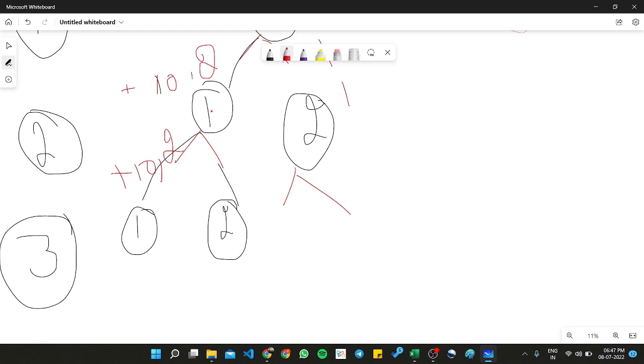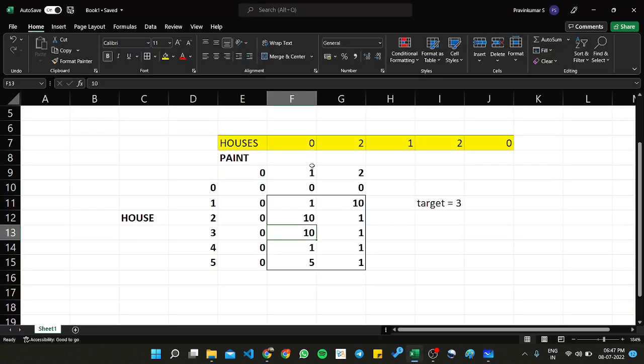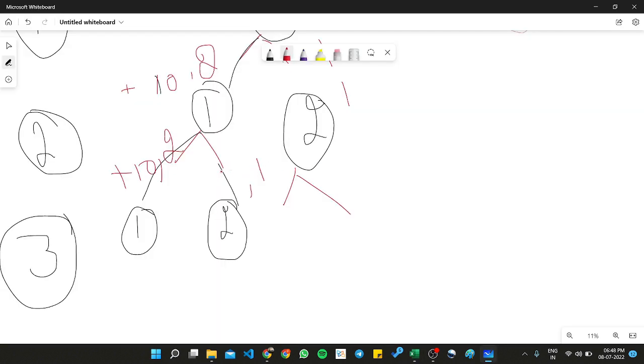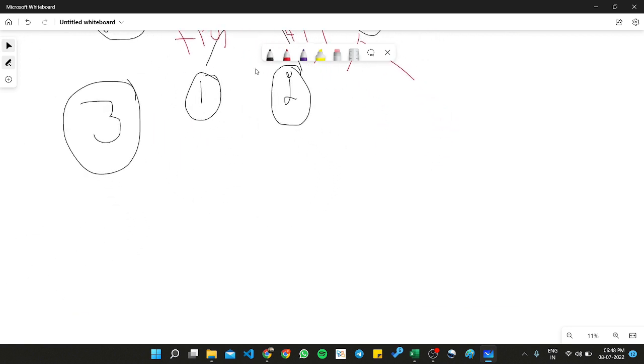Next is this house with 1. Again it will change the color to 2, so the two colors are different, and its target is changed to 1. Also the cost is 1, plus 1. Now again I want to move to the next house. House number 4.